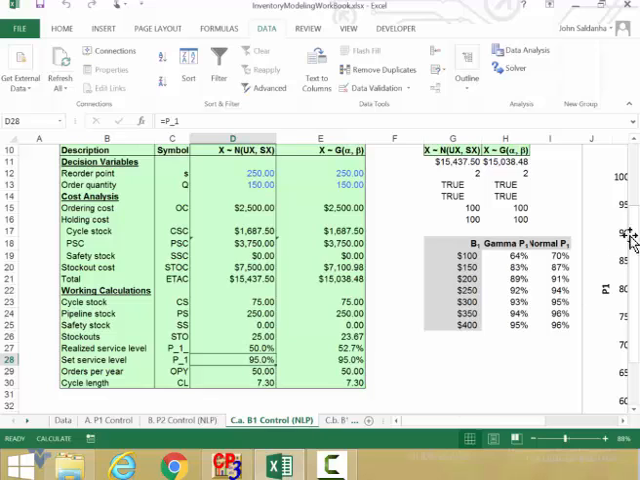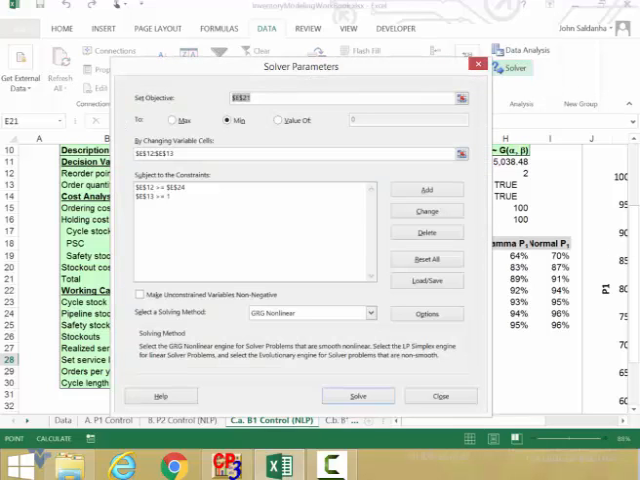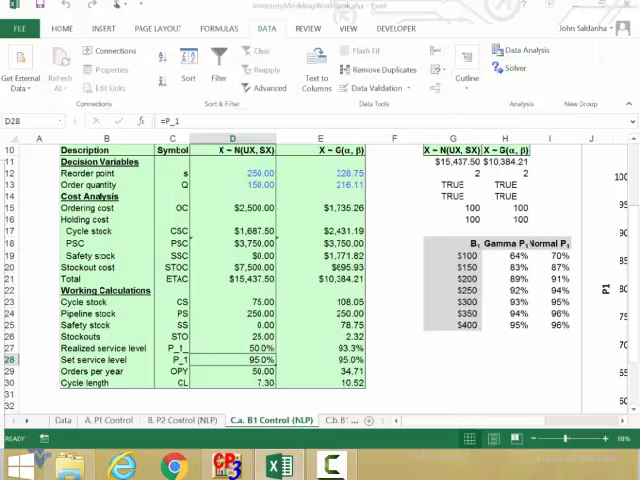So I put in the solver the same way. And this time, remember, it's unconstrained, so all I'm doing is restricting the variables. I have the expected total annual cost, I have the minimize function, I have the changing variable cells, and so that's the gamma function that I'd set it up to. Let me do the normal now.